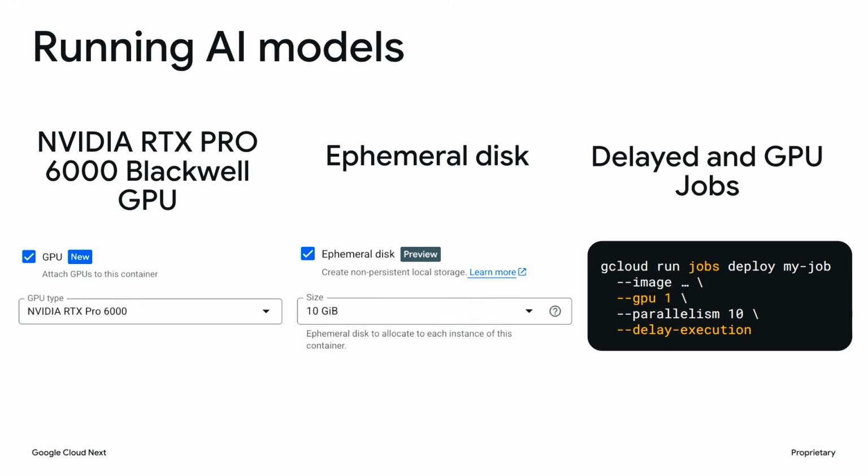You can now also add per-instance temporary disks with ephemeral disks. And we've added GPUs to jobs, allowing you to achieve cost savings through delayed executions of those jobs.